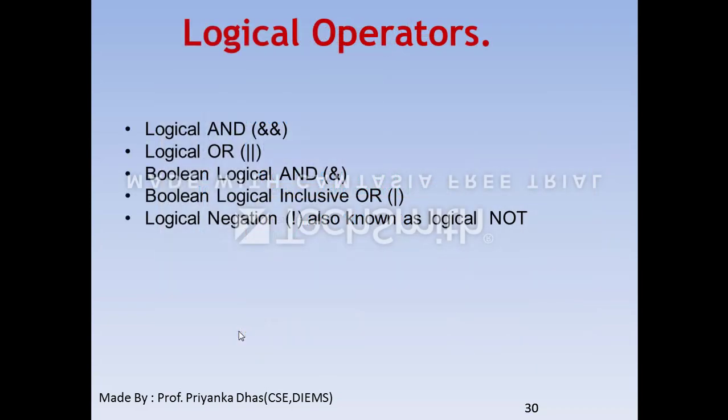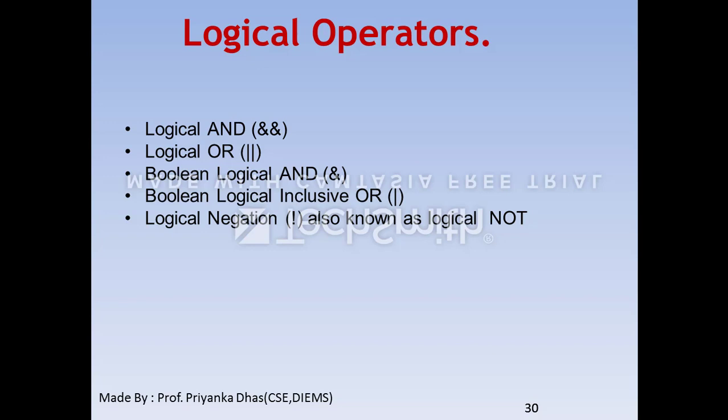Now, this is just the introduction to logical operators. Whenever you are going for a control statement, you are required to provide a condition. For providing those conditions, you can use logical AND, logical OR, boolean logical AND, boolean logical OR, and logical negation, which is also known as logical NOT. These are used to combine conditions.